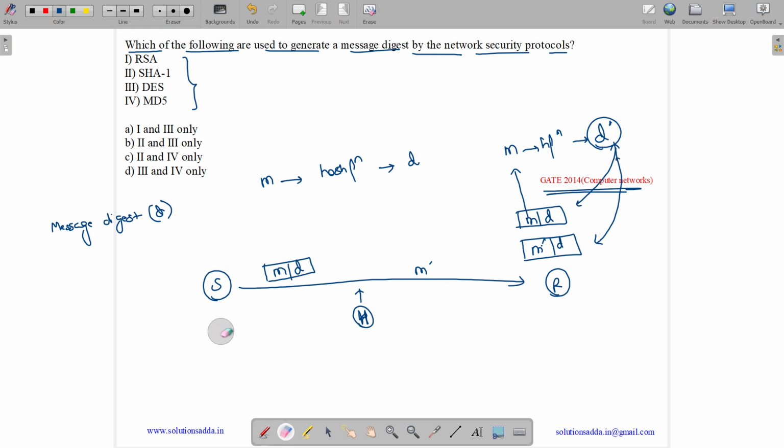Now let us see the options. So here first of all we have RSA. RSA is basically a public key encryption and decryption algorithm. It's not used for message digest, it is used for encryption and decryption.